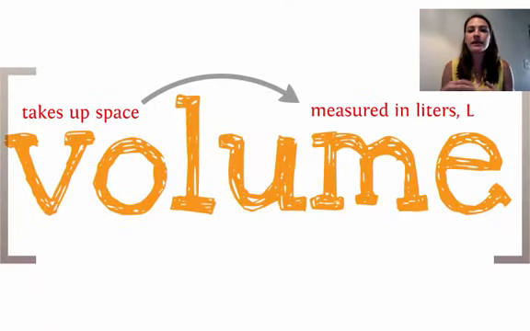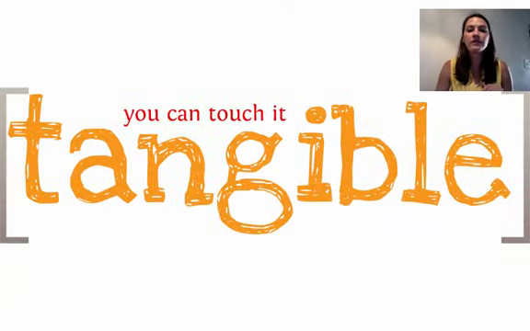Volume is the measurement of how much space is being taken up. So how much space does something take up? Right? And we measure that in liters, like a 2-liter soda container, okay? It measures the volume of the soda, all right? So you have to have volume and mass. The third thing that you have to do is be tangible. So this is a new word for you guys. It just means you have to be able to touch it, all right? So something that's tangible, you have to be able to touch.